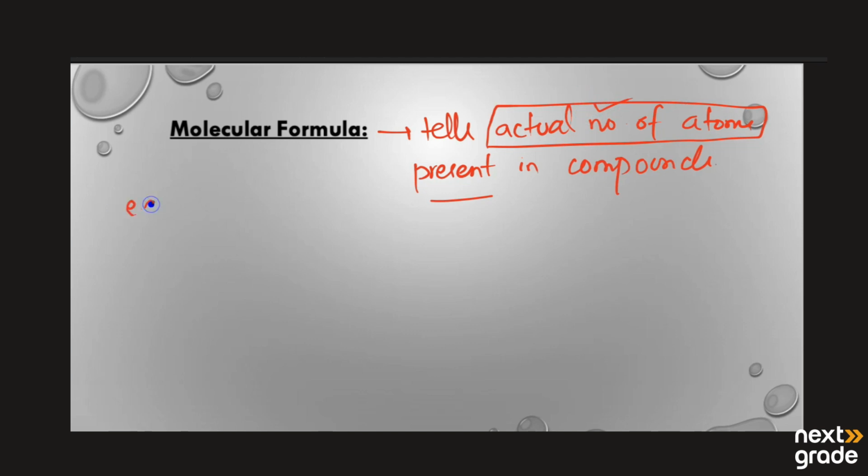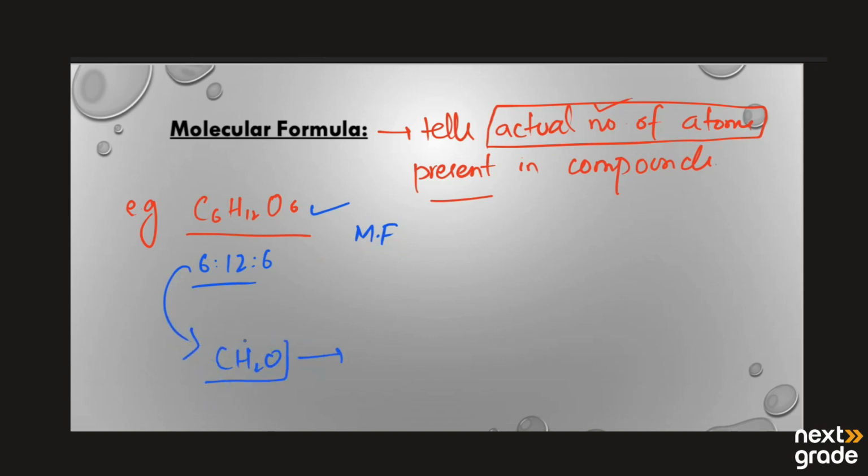For example, if we have glucose, C6H12O6, here the ratio is 6 to 12 to 6. So this formula is its molecular formula. But if I simplify that, I will get CH2O. So this is the simplest whole number ratio of atoms. This is known as the empirical formula for that compound. So the molecular formula tells the total number of atoms present in the formula.